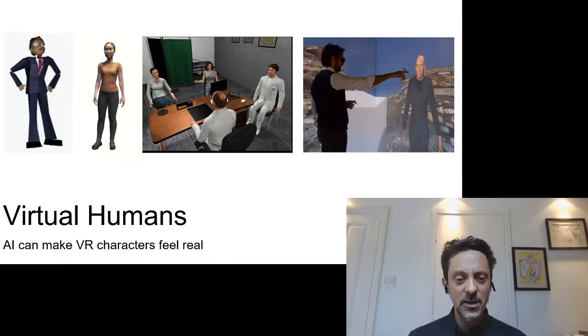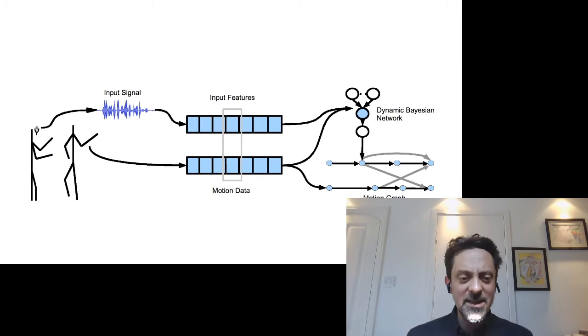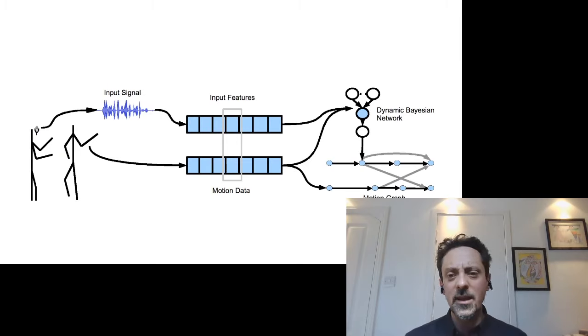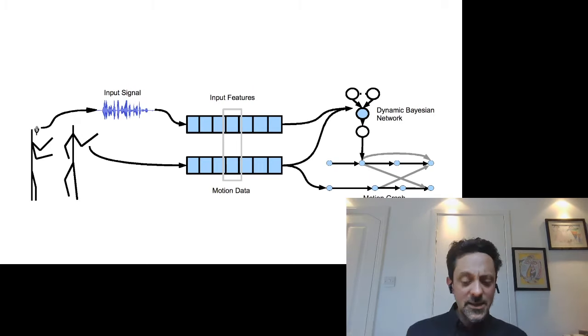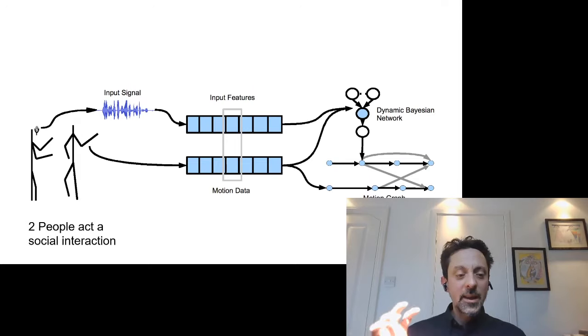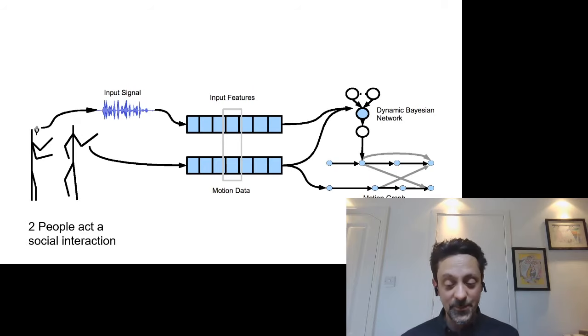So how does this work? This is an example. This is actually a really old diagram, but it applies to a lot of the work that we've been doing over the years. I start off by having two people interact in a social situation. So get two people to have a conversation of some sort.